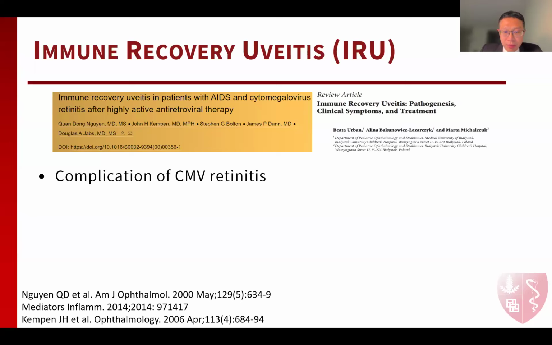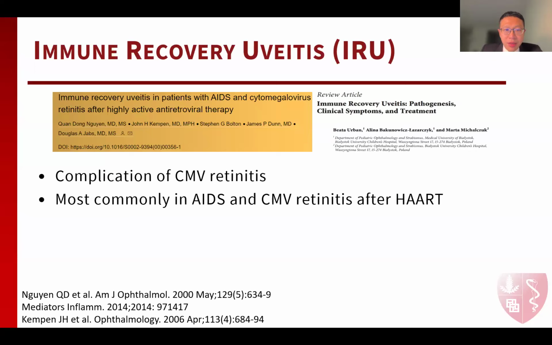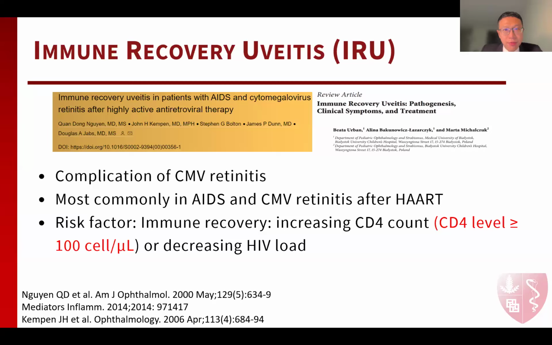IRU used to be a complication of CMV retinitis, and it is still common in AIDS and CMV retinitis after HAART treatment. The risk factor of IRU is increasing CD4 count to a level more than 100 cells per microliter or decreasing HIV load.